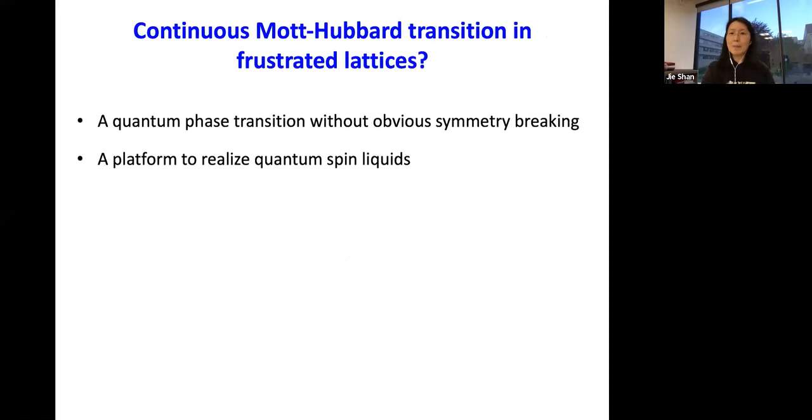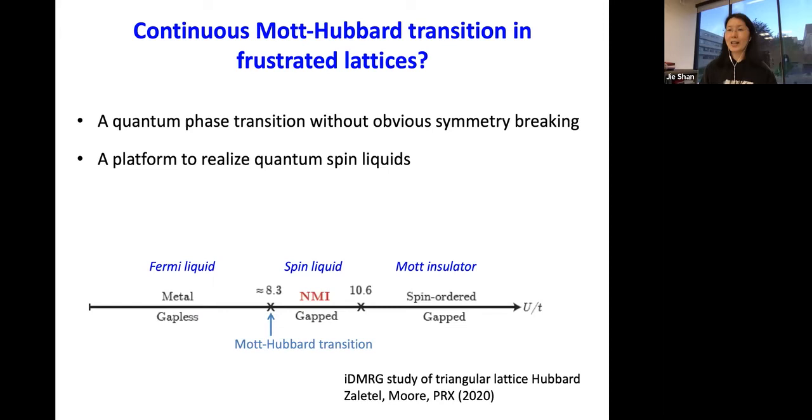And with the frustrated triangular lattice as a two-dimensional platform, we think we might be able to tackle this old problem. Because of frustration and also the 2D case, other ordering, for example magnetic ordering, can be suppressed. So then we can have a quantum phase transition without any obvious symmetry breaking. And it has been predicted that this is an interesting regime where you can look for quantum spin liquids, for example, predicted by this Berkeley theoretical numerical modeling.